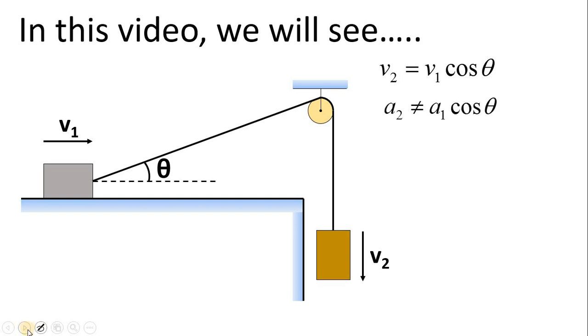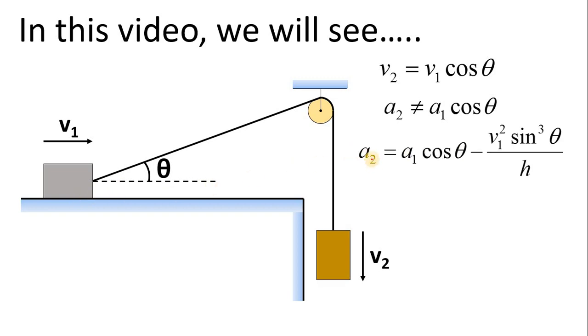Then we will discuss the relation between the accelerations also. Although V2 is equal to V1 cos theta, the acceleration A2 is not equal to A1 cos theta. Here A2 means acceleration of the second block and A1 is the acceleration of the first block. In fact, we will derive and see that the acceleration of the second block is given by A1 cos theta minus V1 square sin square theta by h.